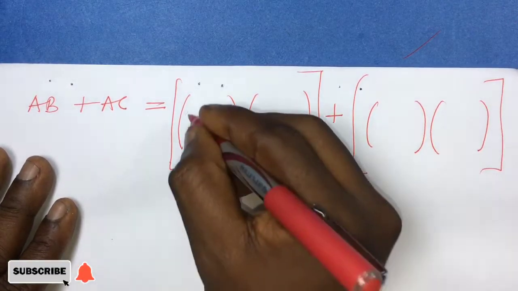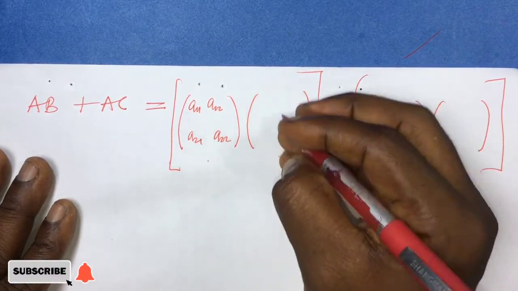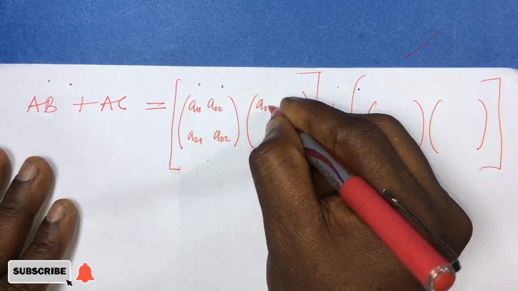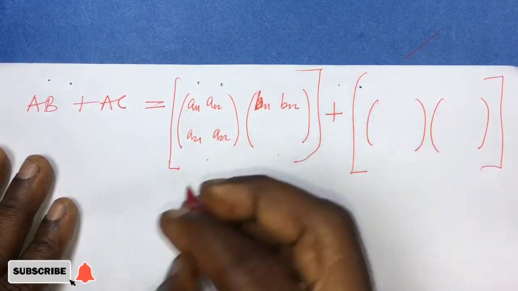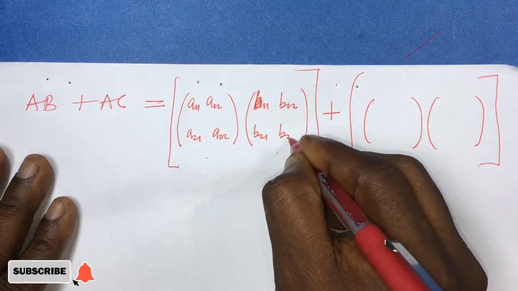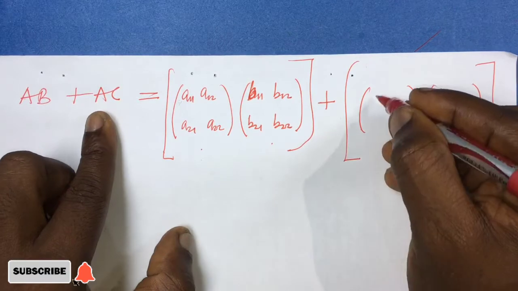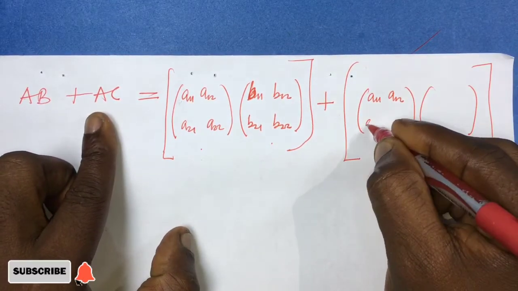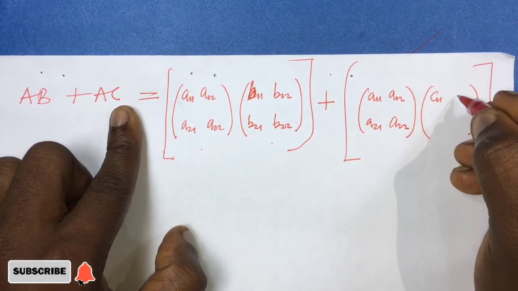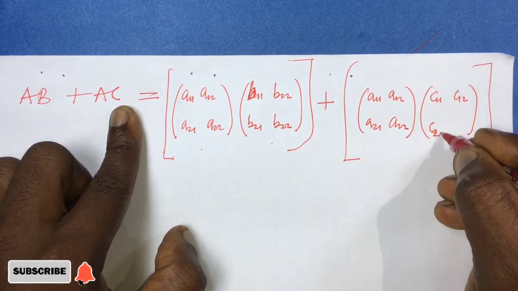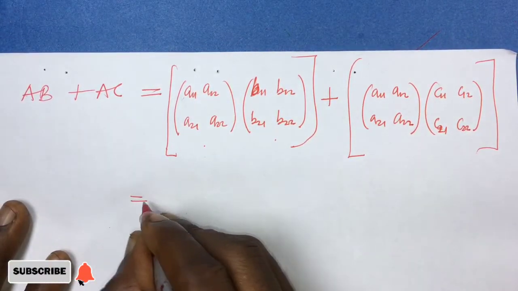This is A, this is B, so this will be A11, A12, A21, A22. The second bracket will be for B11, B12, B21, B22. Then when we come over here, this will be A times C: A11, A12, A21, A22. Then this will be C: C11, C12, C21, C22. Okay? Now, let us multiply and then finally add.